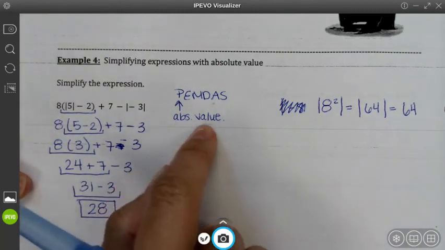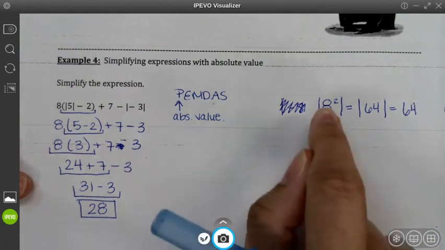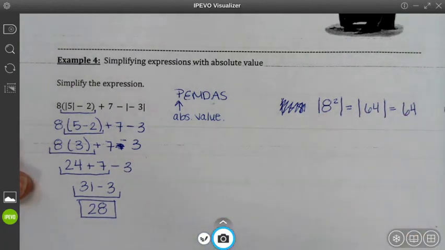So again, you want to take care of absolute value at the beginning of the problem. If there's any operations to do inside of the absolute value, you want to take care of that first as well. And that is the end of our section 8.4 notes.